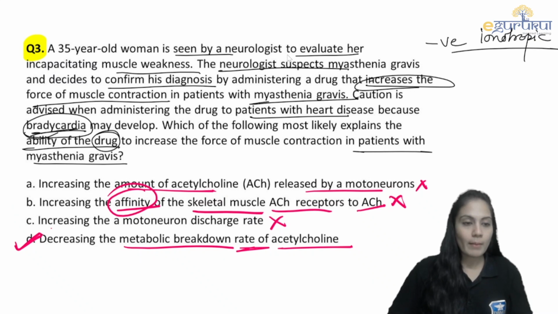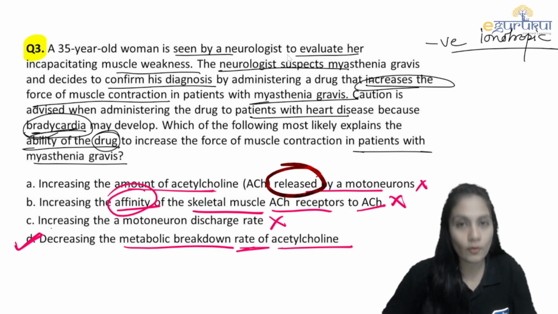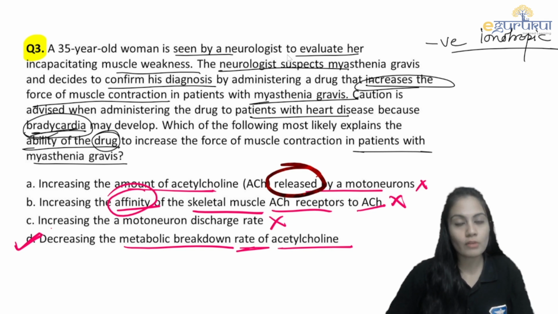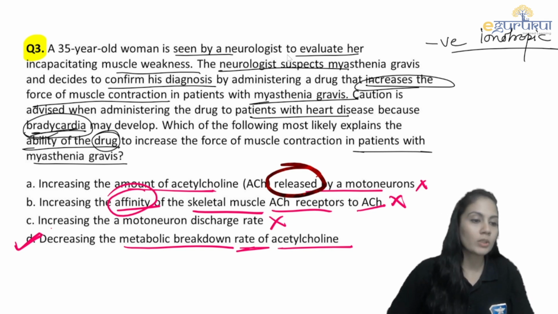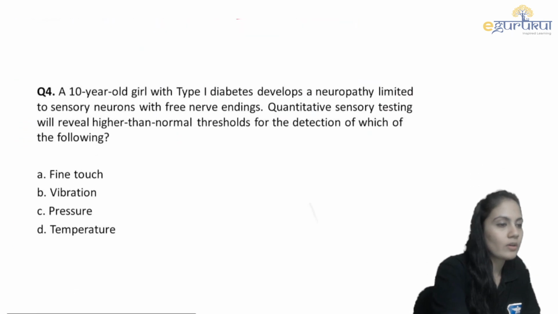If you are talking about the first option, release by the motor neuron, to increase the release by the motor neuron you have to give more frequency of action potentials. Any drug cannot do that. So we are not working on the action potential over here, we are working on the acetylcholine esterase. So the answer over here is option D.